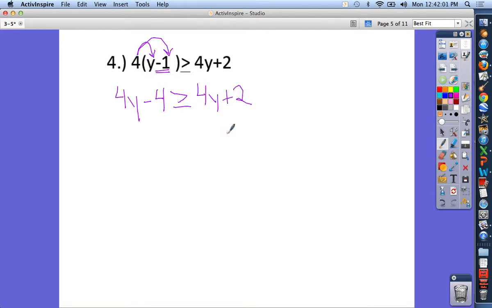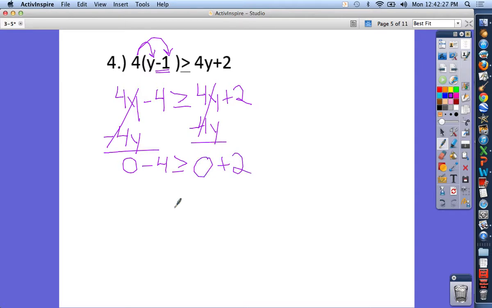Well, now let's go ahead and put our variables on the same side. 4y minus 4y goes to 0. Can I do this on the right-hand side too? Absolutely, because 4y minus 4y is 0. So we have 0 minus 4 is greater than or equal to 4y minus 4y, which is 0, plus 2. Well, 0 minus 4 is negative 4. Negative 4 is greater than or equal to 2.